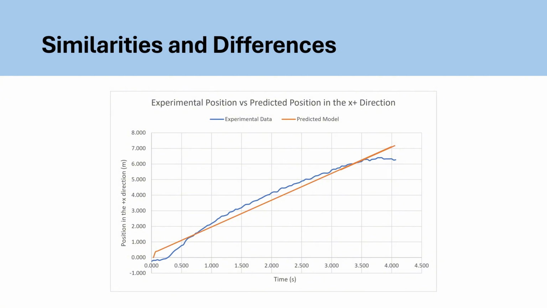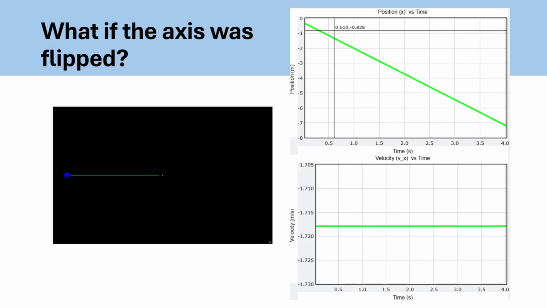For similarities and differences, you can see that the experimental data is a little rigid, and also at the starting position it seems to accelerate and then move at a constant velocity. The predicted model is linear, however there is something little going on in the starting position, but it is perfectly linear. What if the axis is flipped?